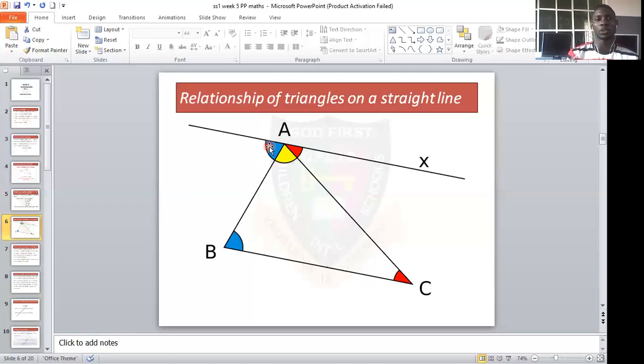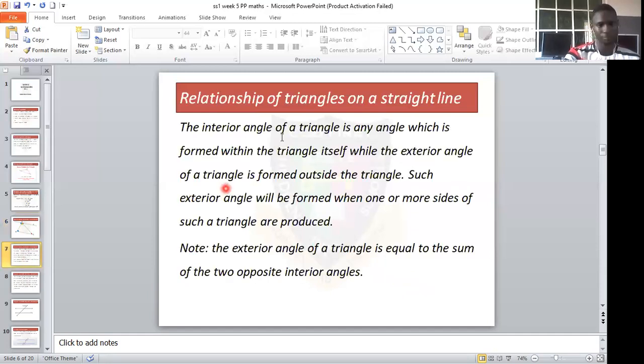So when we are talking about the relationship of triangles on a straight line, we are looking at the extended angles made with that straight line, which gives the exterior angles and the interior angles. We all know from our previous slides that the sum of angles in the triangle is equal to 180. Sum of angles in the triangle equals 180. So consider this. Let us take the note on it.